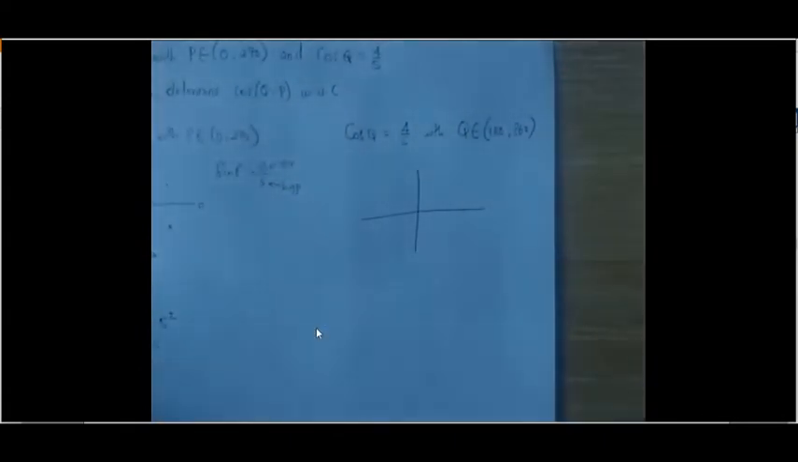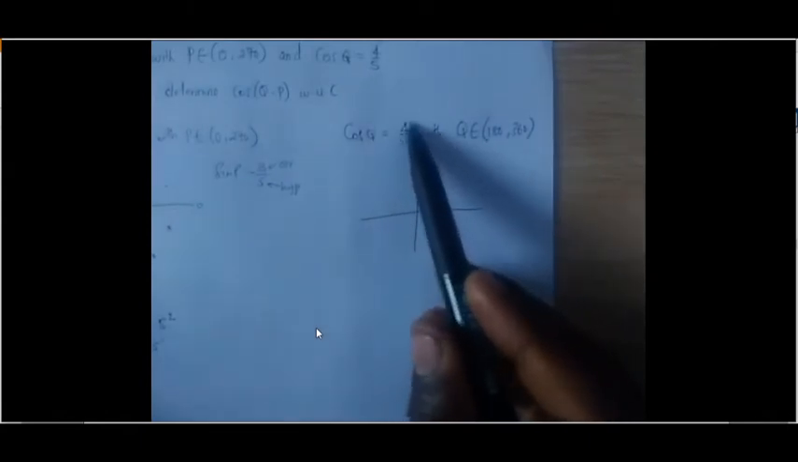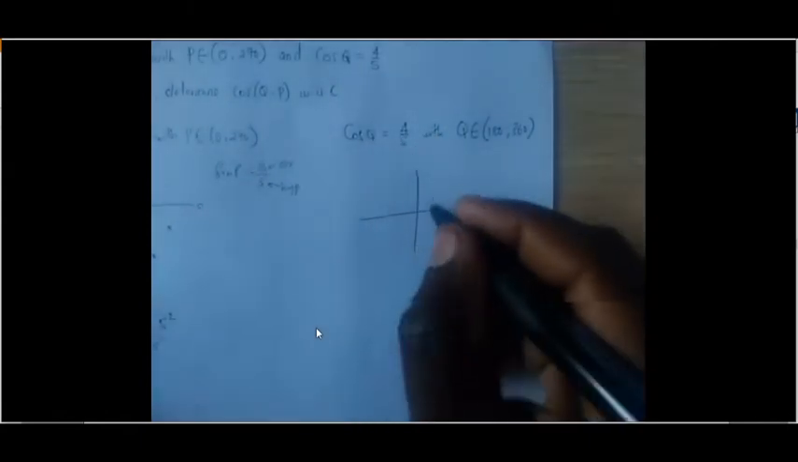I'll draw my quadrants. Then I need to locate where cos is positive, because the ratio given is positive. So cos is positive in the first quadrant and the fourth quadrant. And then where do we find q? Q lies between 180 and 360.